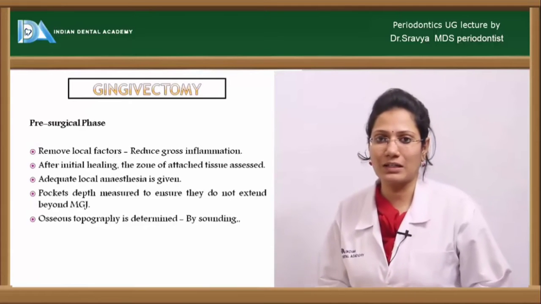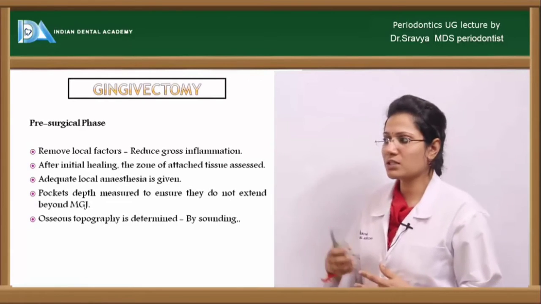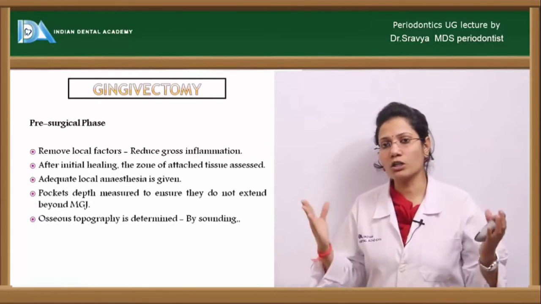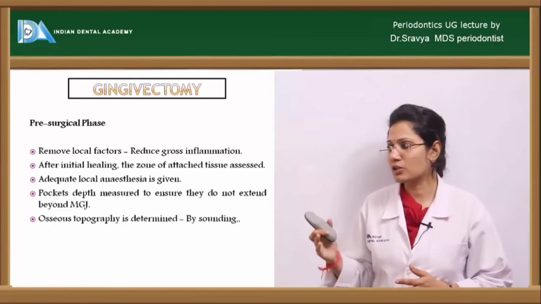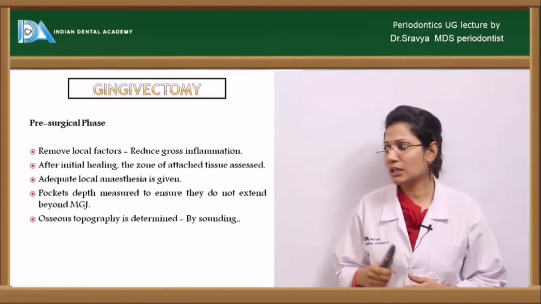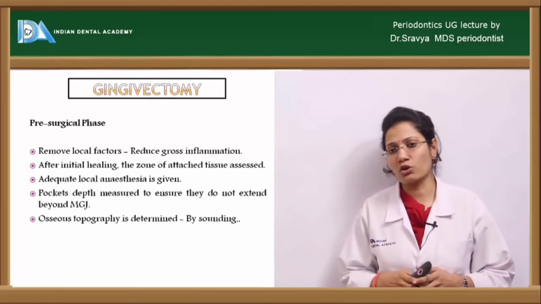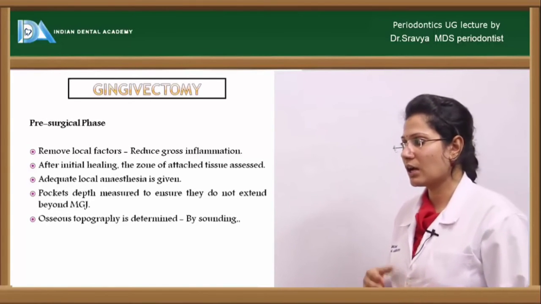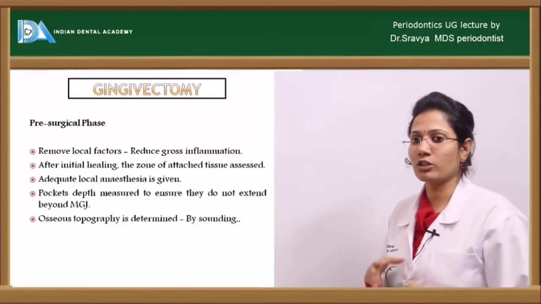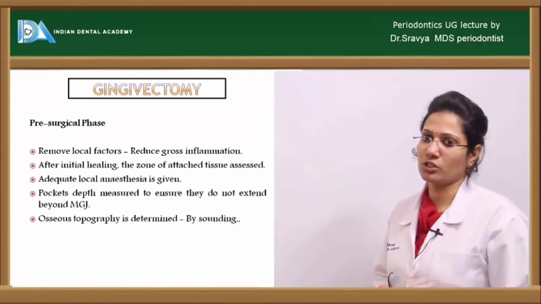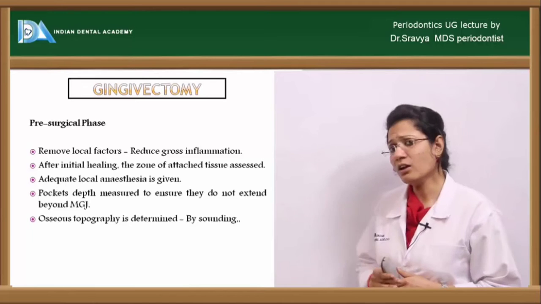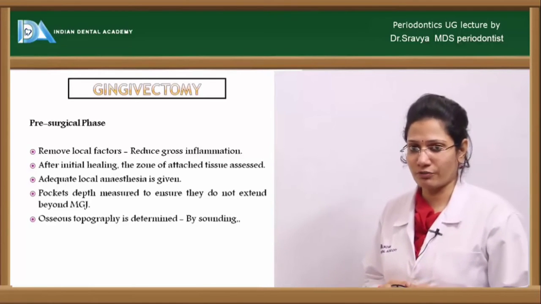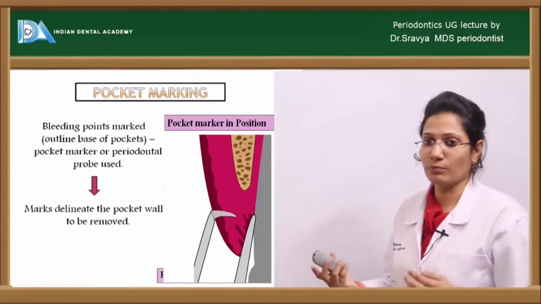How do you do gingivectomy? Let's go into the procedure. In the pre-surgical phase, first you remove all the local factors, control the inflammation, and then after the initial healing, you measure the zone of keratinized gingiva. Then after adequate local anesthesia, you measure the pockets and make sure that the pockets are not beyond your mucogingival junction. And then also determine the osseous topography in that area by doing bone sounding.